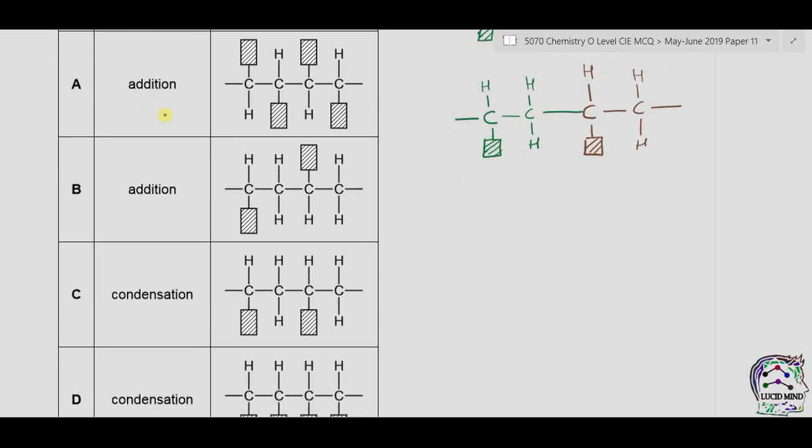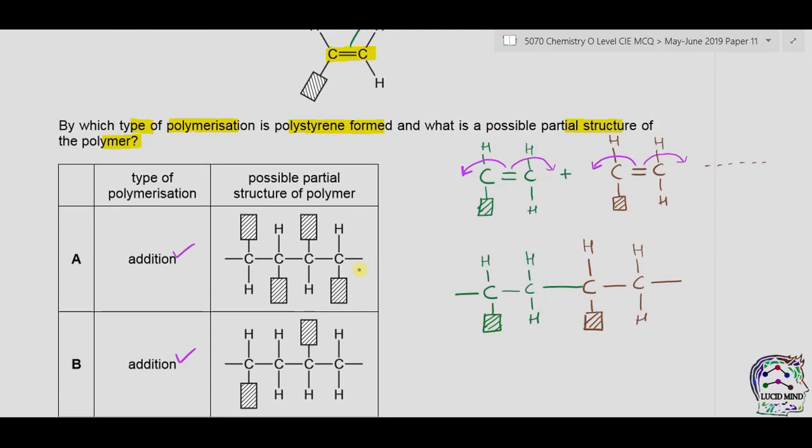In the options we have addition polymerization, which is true for alkene, and condensation polymerization, which is wrong. Now among addition polymerization, we can see that in the product we have alternate boxes on first and third carbon. On first carbon we have a box, then on third carbon we have a box, while in this product we have box on each carbon atom, which is incorrect. This one is similar to the structure that we have formed. Correct answer is therefore B.